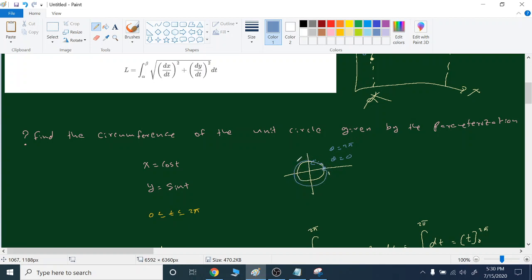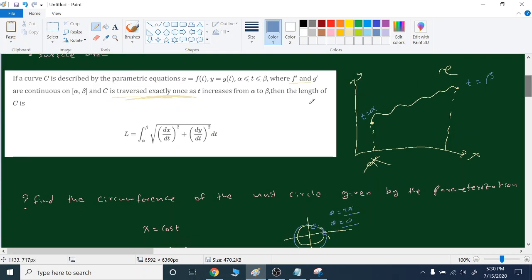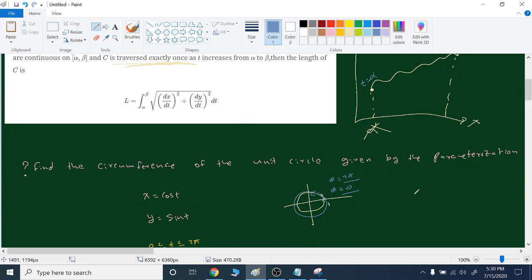So if you need to find the length of this one full cycle, you should do the integration in between 0 and 2 pi, because those are the alpha and beta values given in this result. Now it is not a must for these curves to be a closed loop like this. You can even use it to find the arc length of these kinds of curves as well, right? The only requirement is you should use the appropriate parametric values for these lower and upper limits.